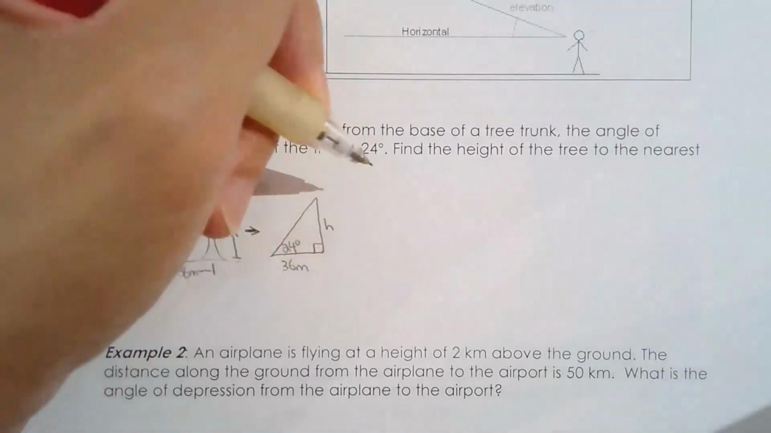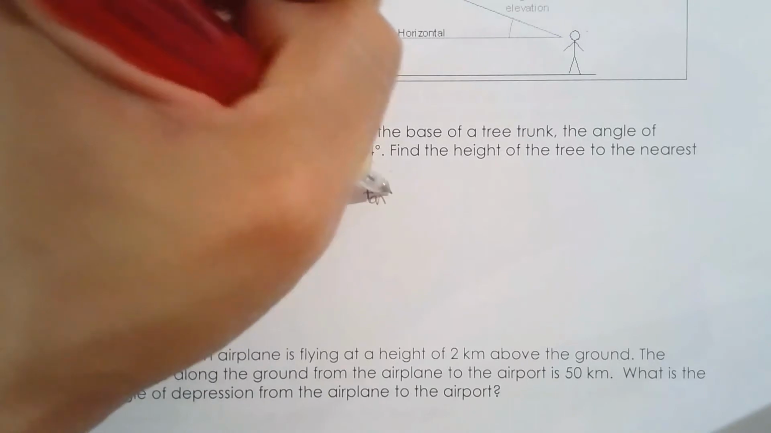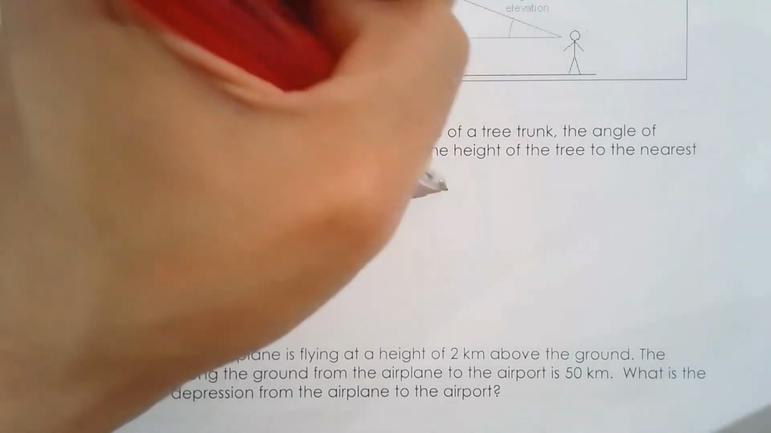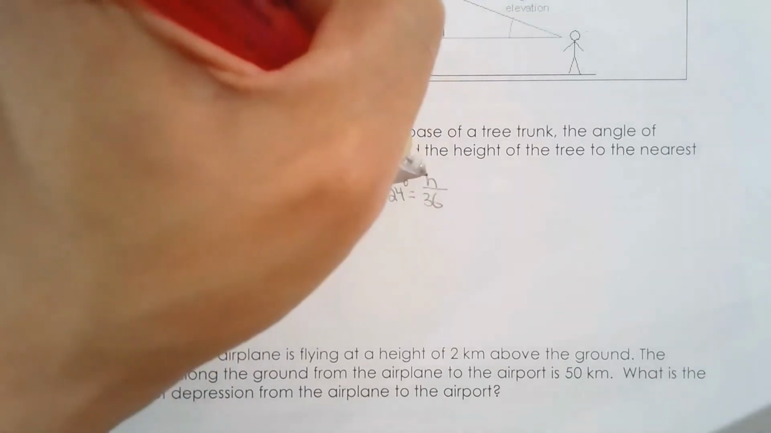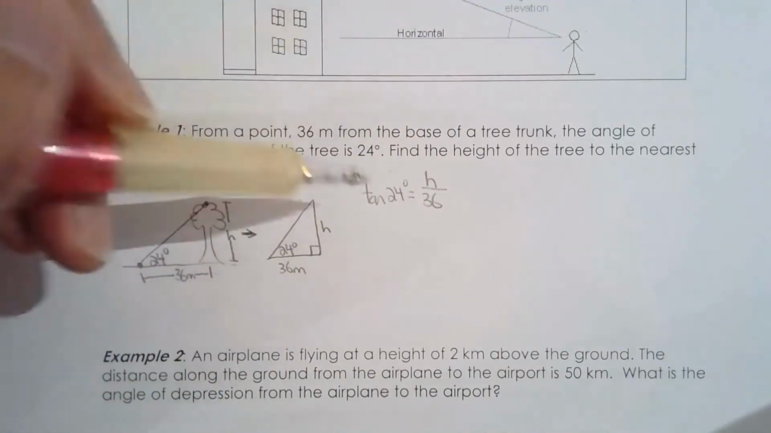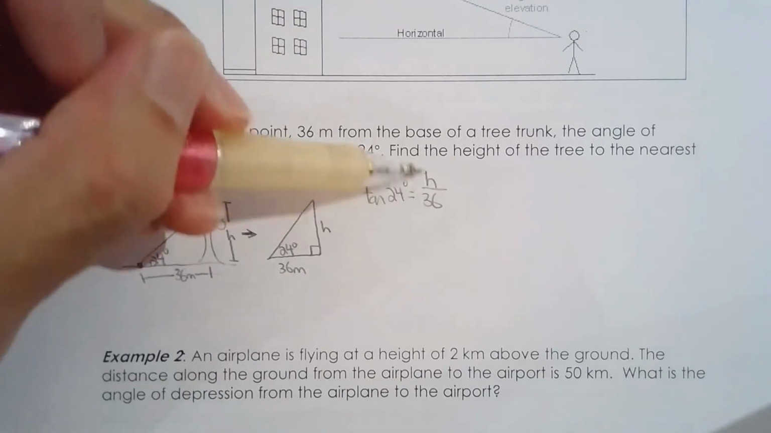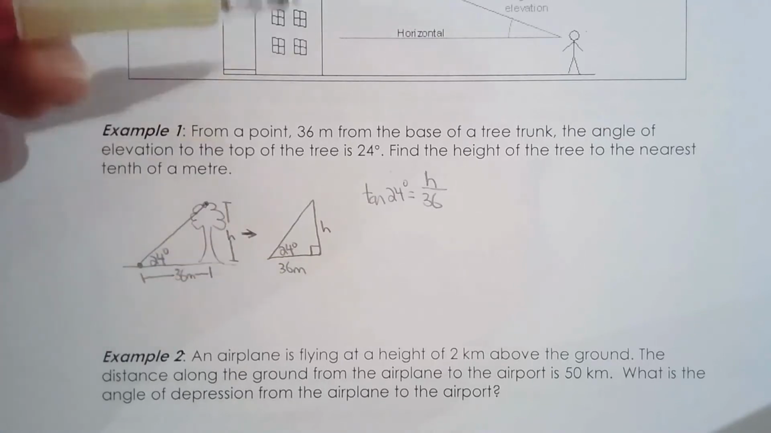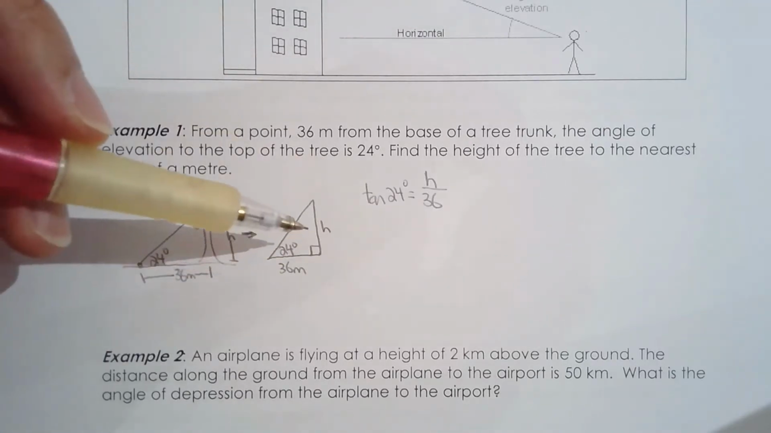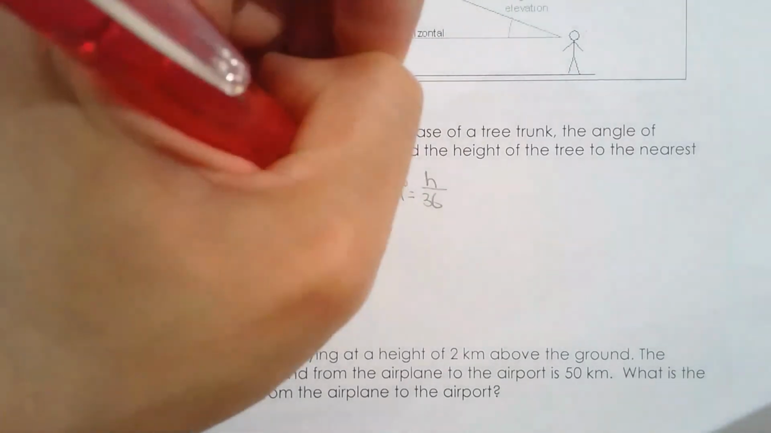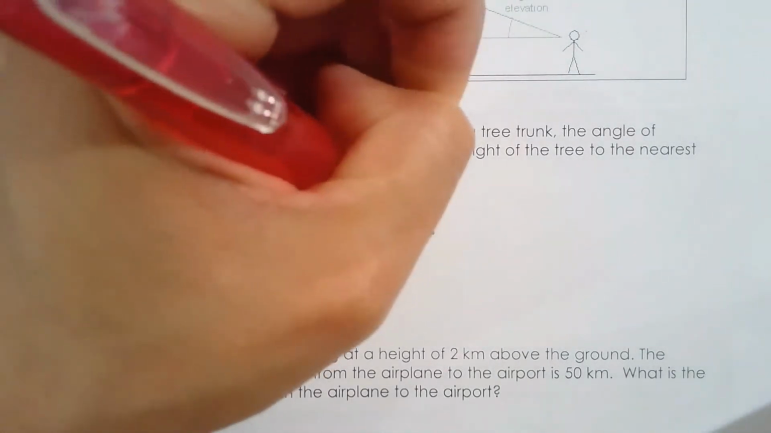So we're going to use a tan ratio. Tan 24 degrees is equal to opposite over adjacent. The calculator will tell me what tan 24 degrees is. It must be equivalent to this ratio of h over 36, which will then allow me to solve for h. h is equal to 36 times tan 24 degrees.